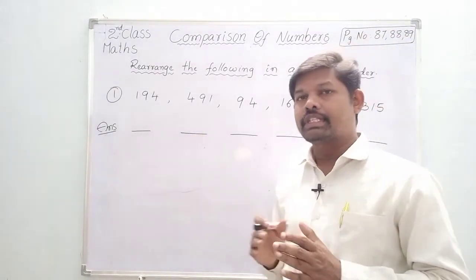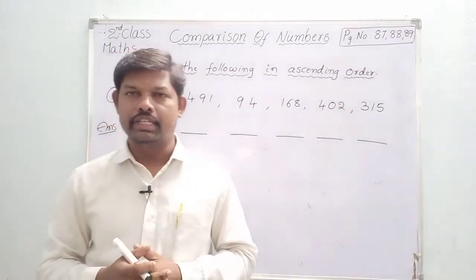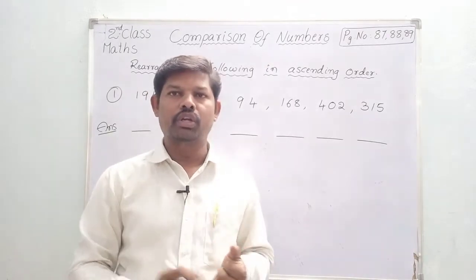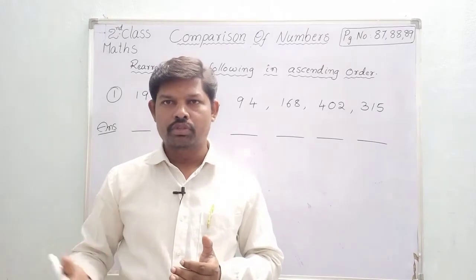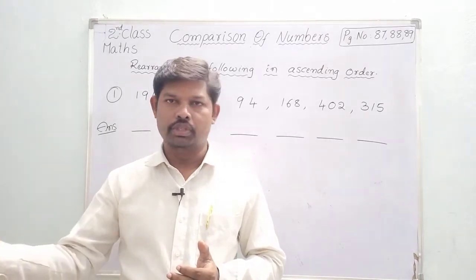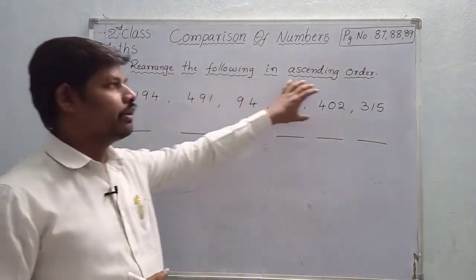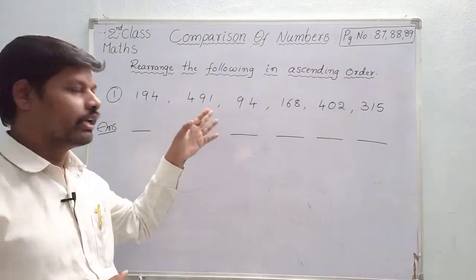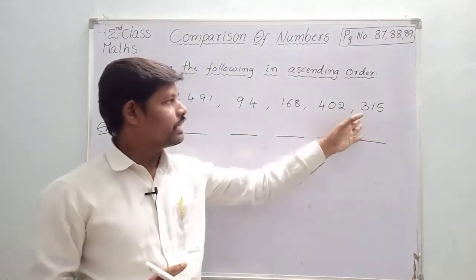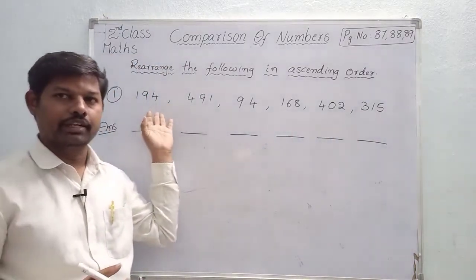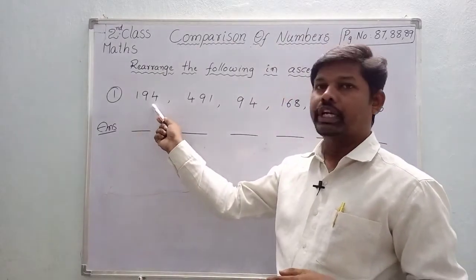Okay, so this is ascending order. What is ascending order? You know that ascending order is nothing but small to big numbers. First we have to write a small number, then slowly we have to write to the big numbers. Okay, first the given numbers we have to observe. How many numbers are given? 1, 2, 3, 4, 5, 6 numbers are given. In the 6 numbers, observe the number of digits. For example here 1, 2, 3 digits are there.